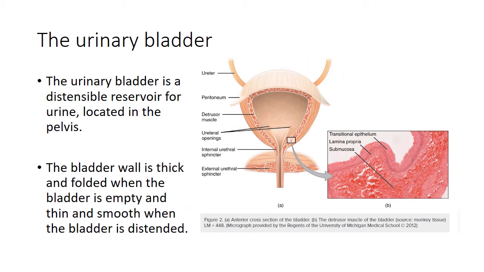Next part is the bladder, which is a distensible reservoir for the urine located in the pelvis. The bladder wall, as you can see here, is thick and folded when the bladder is empty, and thin and smooth when the bladder is distended.